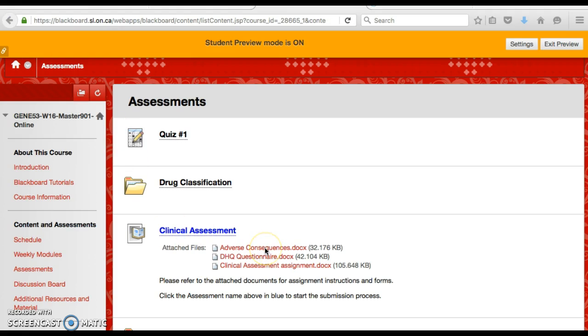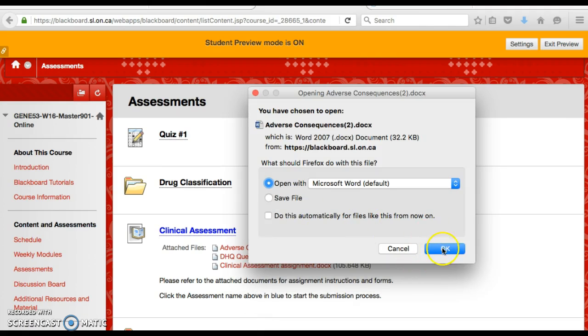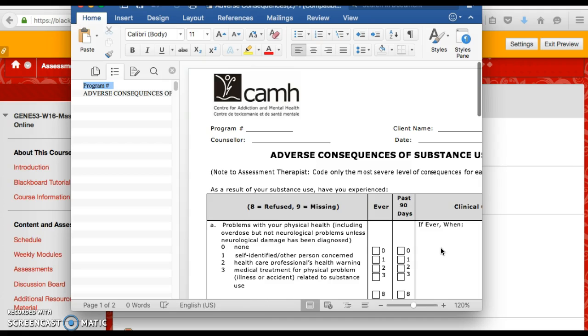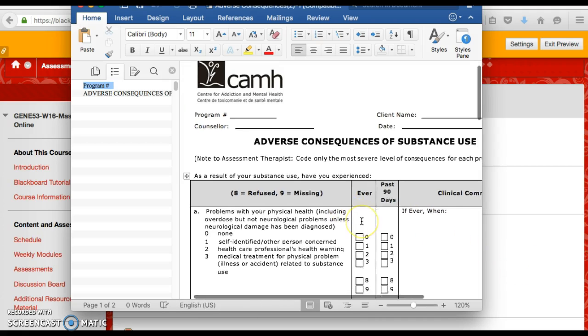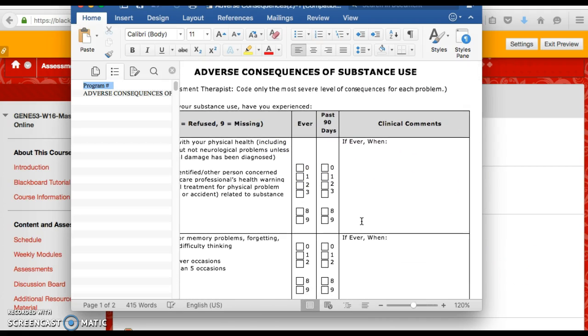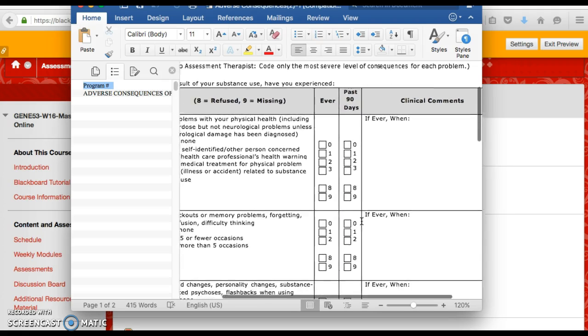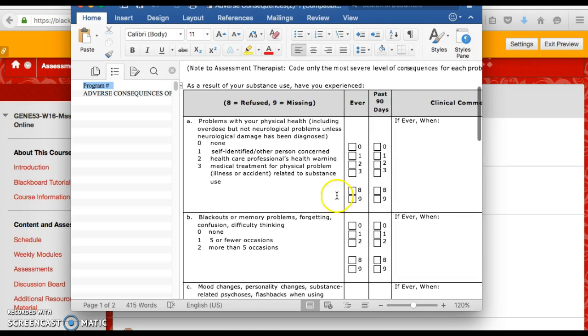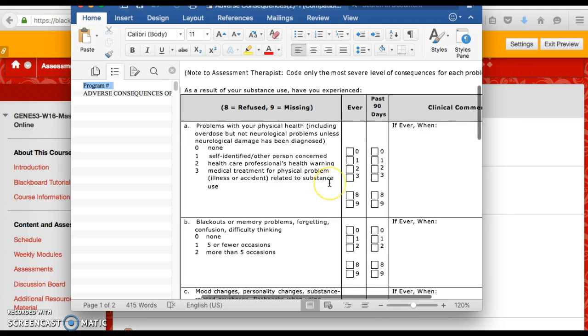And lastly, what we have here is the adverse consequences. So this is negative things that have happened. Again, it's got a little comment section. I ask that you use it because that way I can mark you as being able to use the assessment properly. What you'll see here is you've got different categories. So with this first one, you're looking at physical health problems because of substance use.